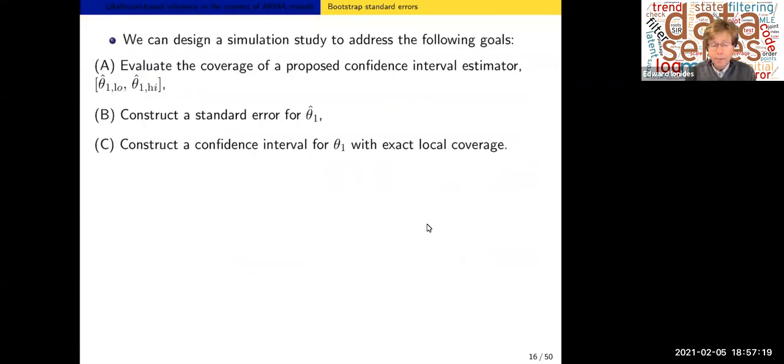So these are our three main goals, A, B, C. Evaluate the coverage of a proposed confidence interval estimator, construct a standard error, and possibly modify the confidence interval to give it the proper local coverage. So in A, if your estimator has bad coverage, if it's nominally 95%, but in practice it only has 80% coverage, then you might wonder how you can adjust it to get the local coverage right.